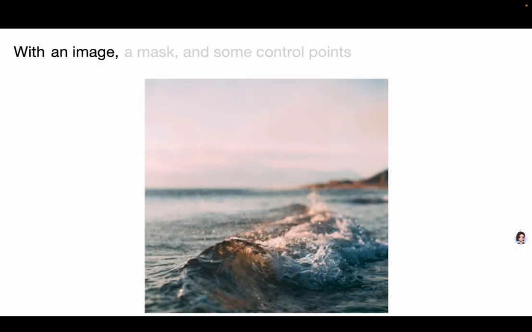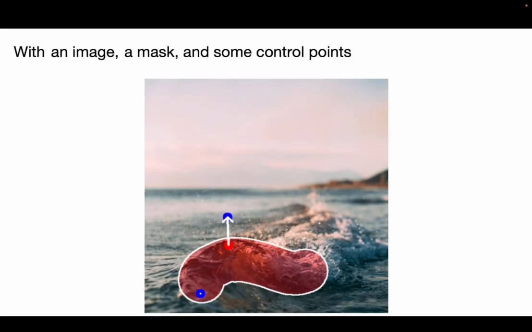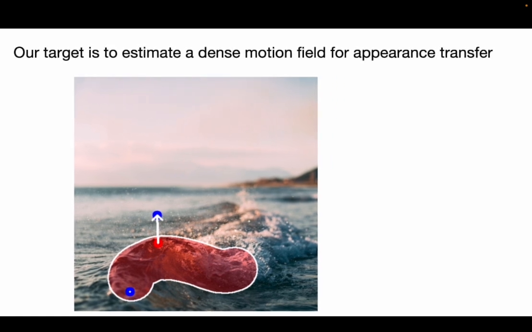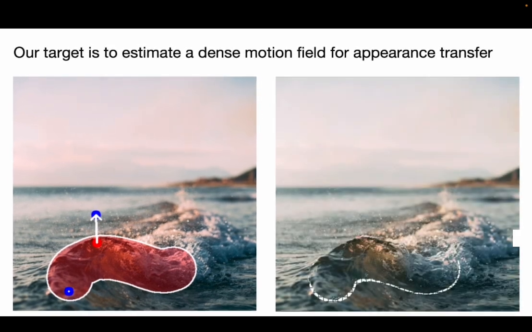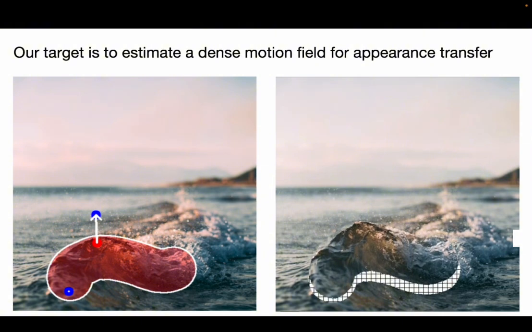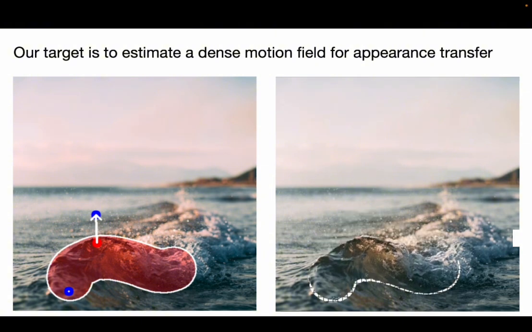Starting with the inputs to our method, we have an image, a user-defined mask highlighting the region to be deformed, and control points that specify the desired transformation. Given the user inputs, our target is to estimate a dense motion field that enables seamless appearance transfer by directly copying and pasting pixels to their computed target locations.